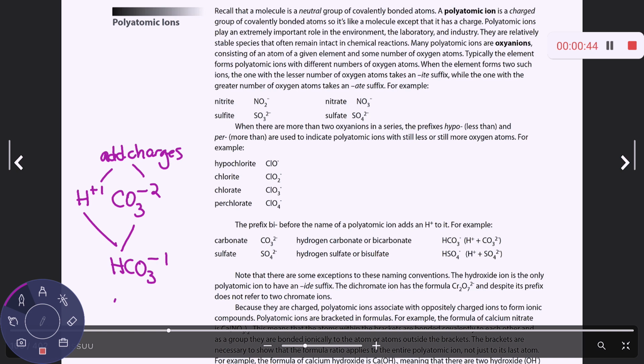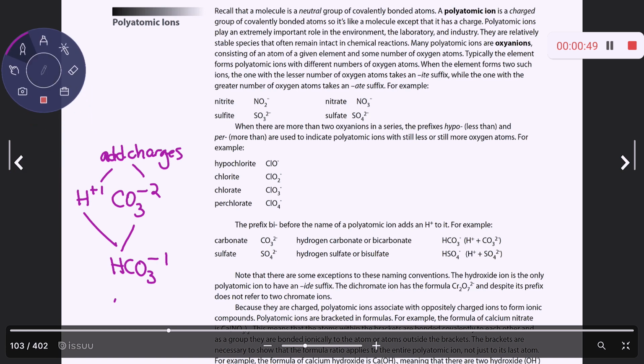So whenever you see something like this and you go to name it, you have two options. You can either name this the hydrogen carbonate ion, so that would be 3 words, or you can use bi immediately in front of carbonate, and the bi implies that there is a hydrogen attached. So this would be called the bicarbonate ion, and bicarbonate would be 1 word.